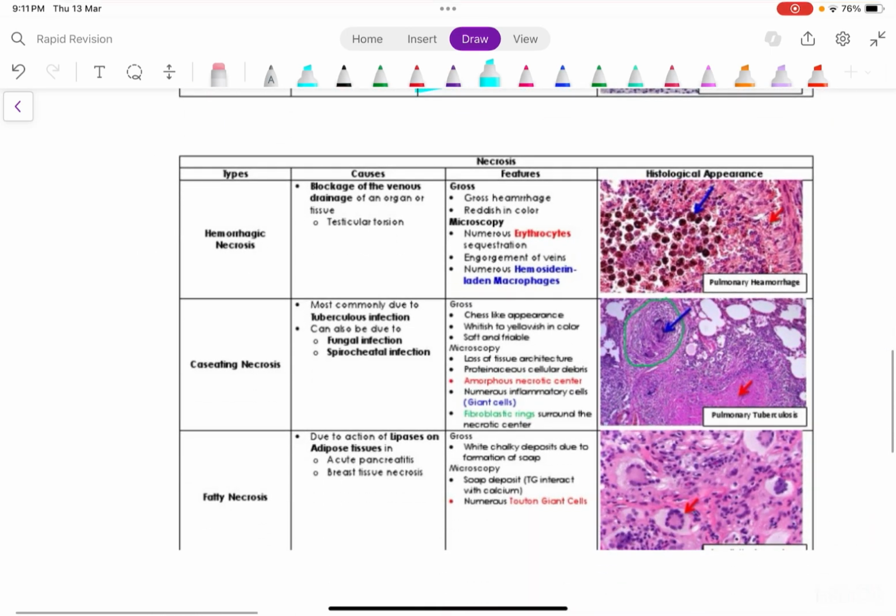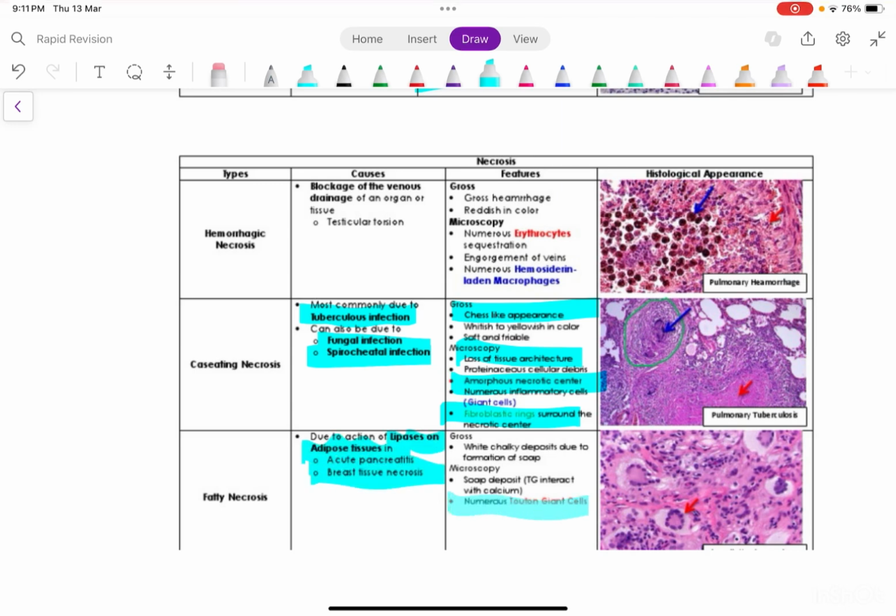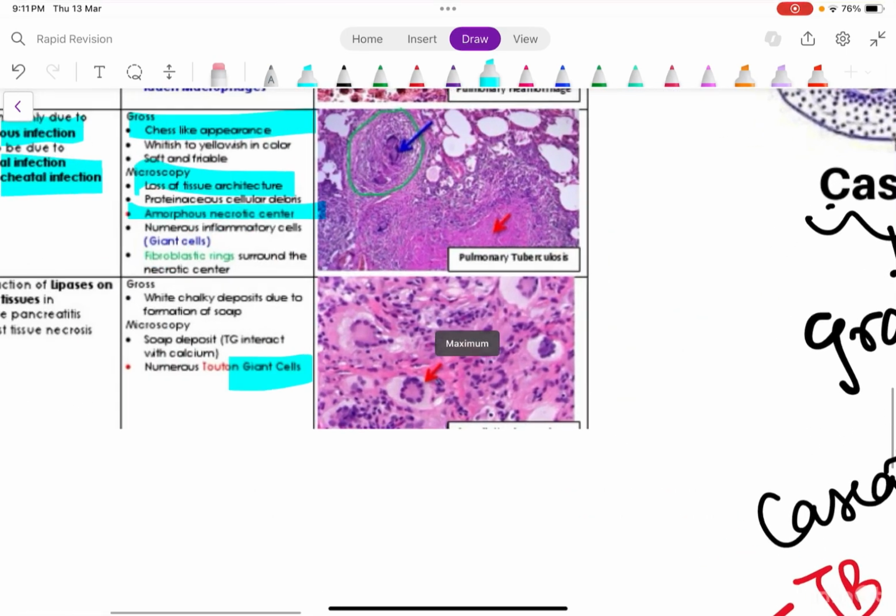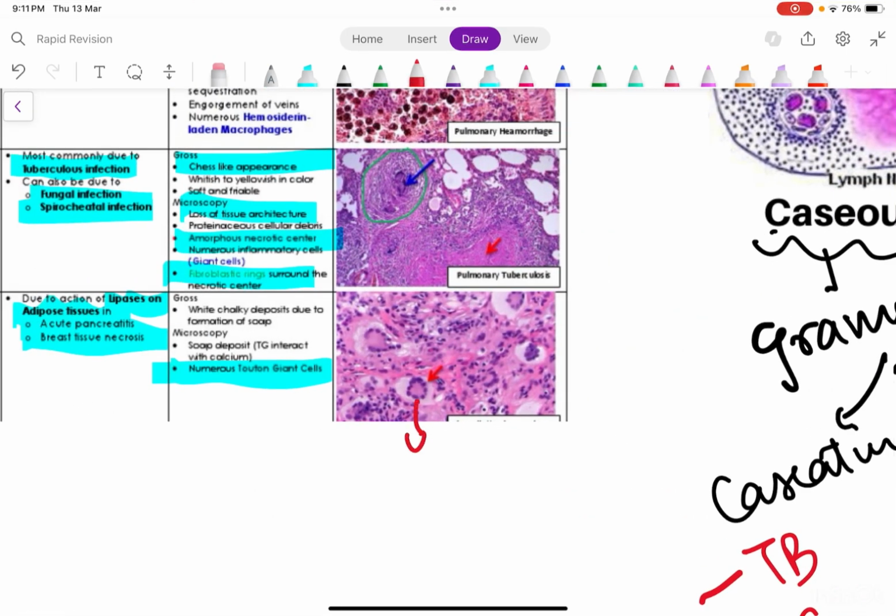Then caseating: you have TB and some fungal infections, cheese-like appearance, amorphous necrotic center, fibroblastic rings, loss of architecture. Fatty necrosis is due to lipases and adipose, acute pancreatitis and breast tissue necrosis, and we see Touton giant cells. This is important. See, this appearance is the Touton giant cell appearance. This is also asked as an MCQ.